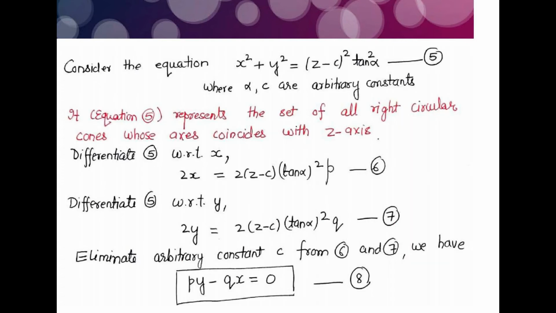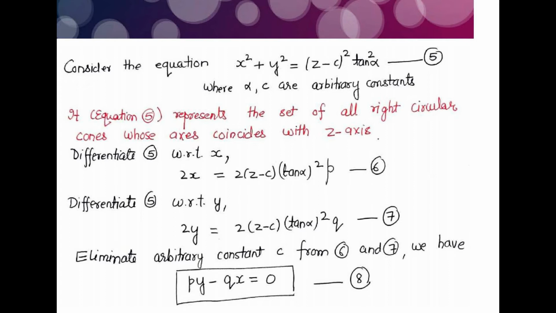Now consider the next example given by equation number 5, where alpha and c are arbitrary constants. This equation represents the set of all right circular cones whose axis coincides with the z-axis, right? Now differentiate equation number 5 with respect to x. We get 2x equal to 2 times (z minus c) tan alpha square p, where p is the derivative of z with respect to x. So we have equation number 6.